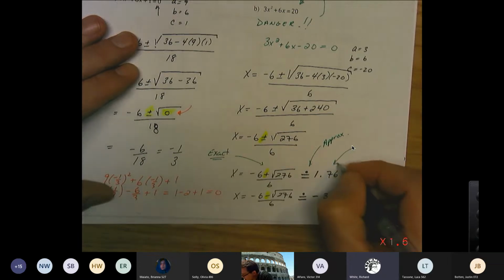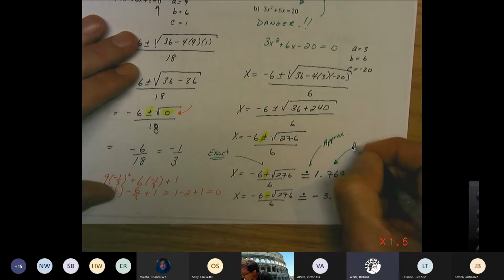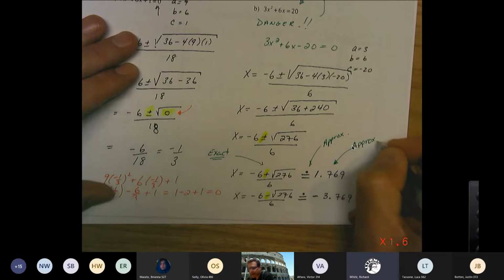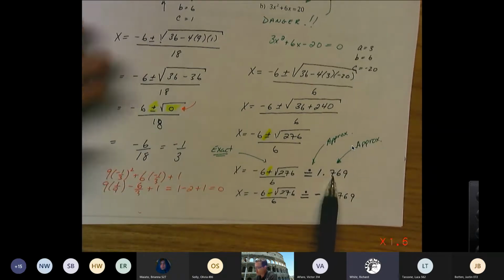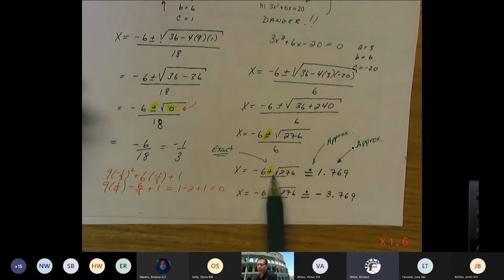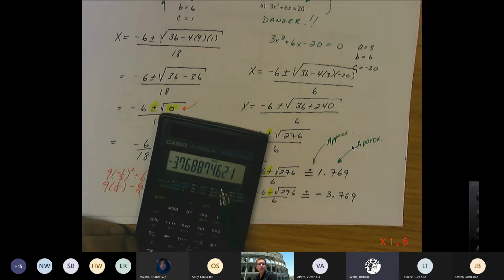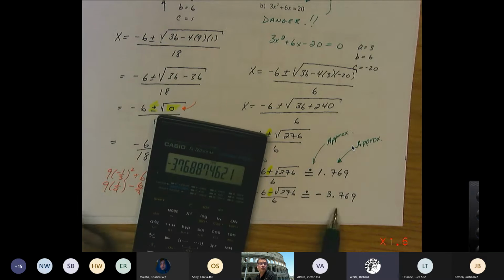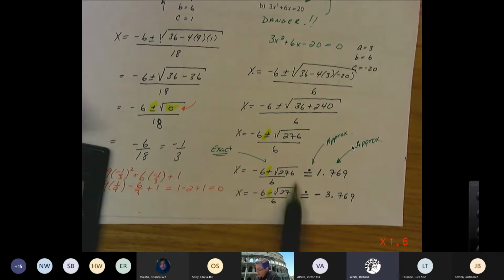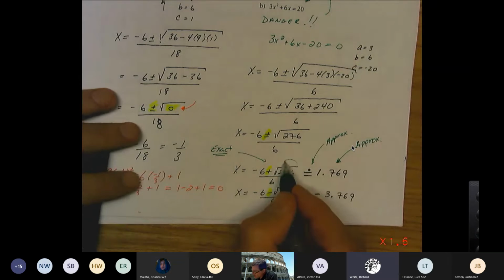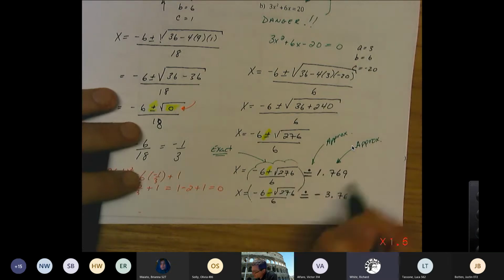This is the approximate answer. And you guys get confused on that because you think that this is more real than this. But the truth is, see this decimal? I rounded it. That's why it's approximate, because I rounded it. I lost some of it. Whereas this is an actual, the whole thing. So these are called the exact answers. These are called the approximate answers.